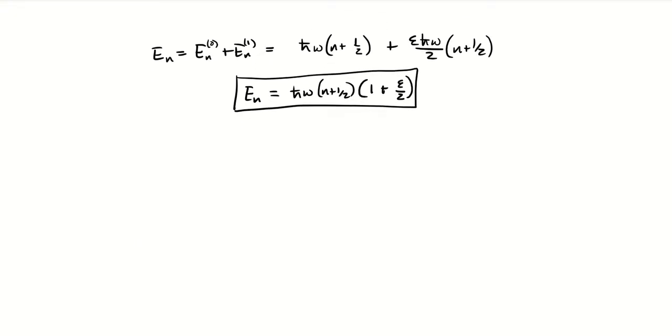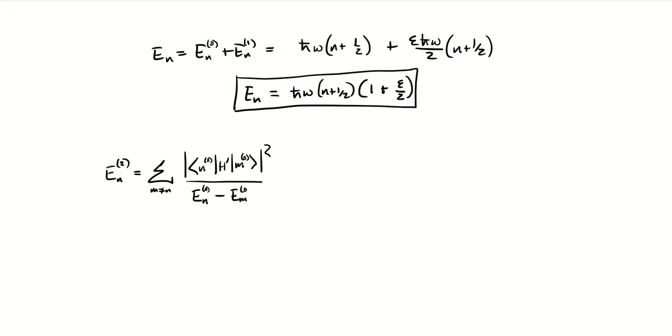What about the second order corrections, right? So we know that the second order corrections to our energy eigenvalues are sum over m not equal to n, the square of those off diagonal matrix elements of our perturbation Hamiltonian, divided by the difference in energies between the two states that the perturbation Hamiltonian is coupling.